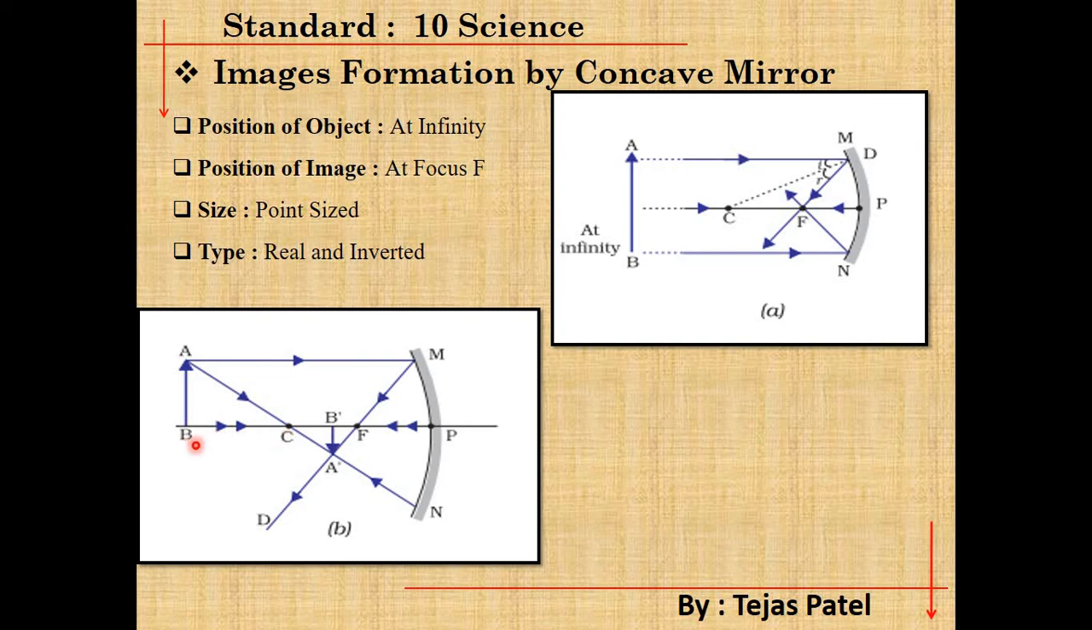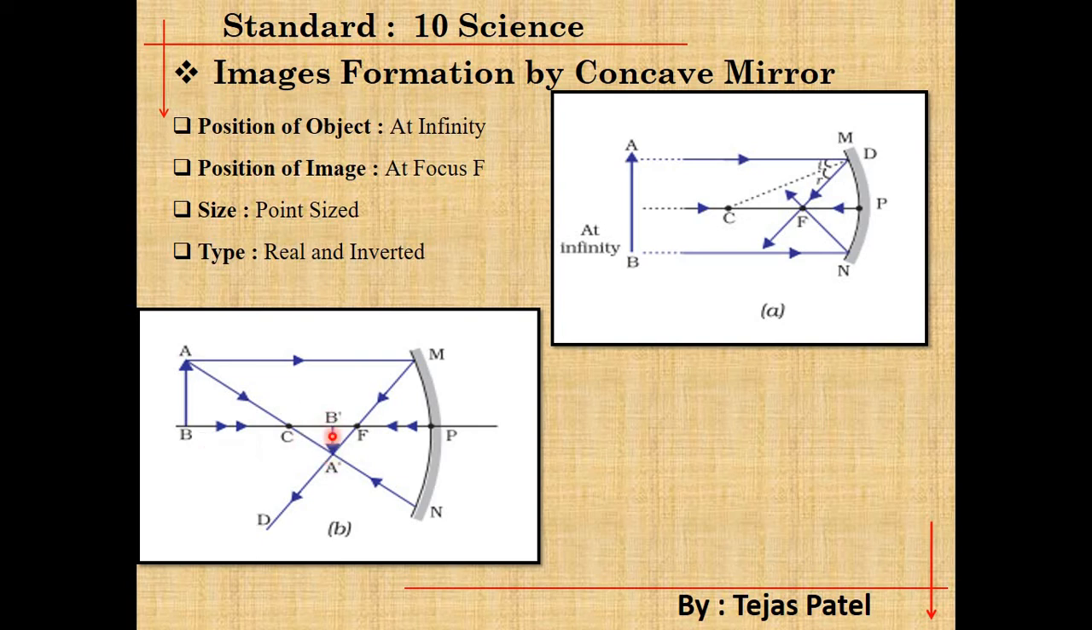Second case, whenever the object AB is placed beyond C, as you can see that object AB is our candle, and as you can see the ray is parallel, then it will pass after reflection from F. Then third law, according to the third law, whenever the ray is passing through C, it will reflect in the same direction. So as you can see that both the reflected rays are meeting at A dash point. So here you can get the image of A point, that is A dash, and if you are extending this line, then you can get B dash.